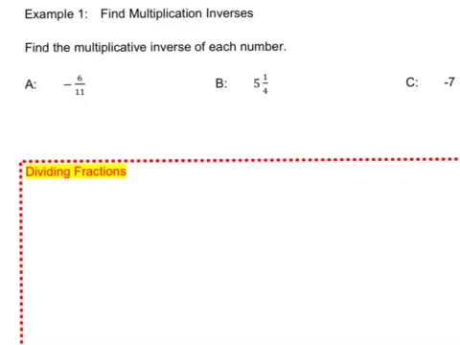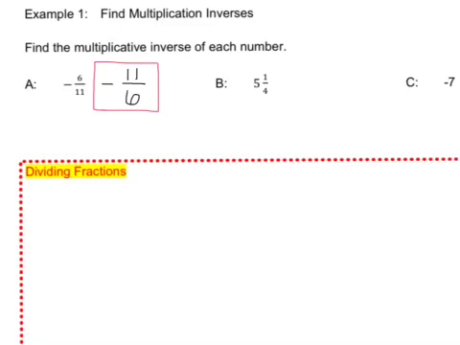For example 1, we need to find the multiplicative inverse of each number. So if we look at A, -6/11. If your original number is a negative, then your inverse is going to be a negative. So we know for this one that we have that negative. So we can put the negative. Then the multiplicative inverse, or the reciprocal, same thing, you just flip it. So if we have 6/11, our inverse is 11/6. That's your answer. You can double check yourself by multiplying it out if you want to. But you would see that the two 11s are going to cancel and the 6's are going to cancel, and you're going to be left with a 1.